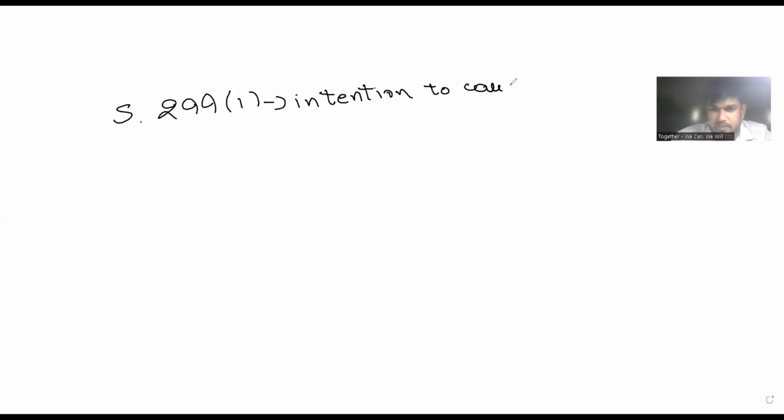So the accused has intention to cause death, right? And intention is the highest degree of mens rea. Remember the 3 kinds of mens rea which I talked about: intention, knowledge, reason to believe. Right? Okay.